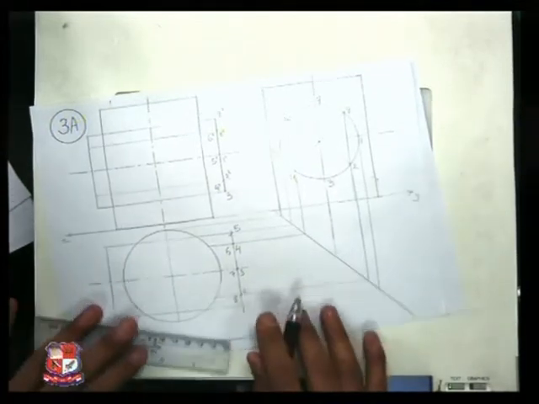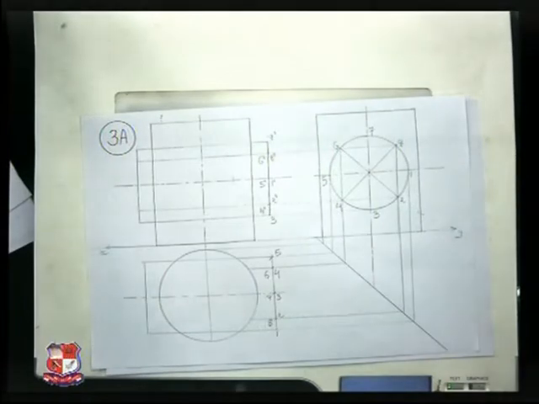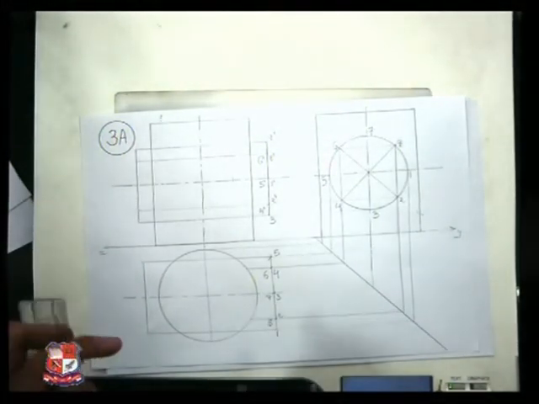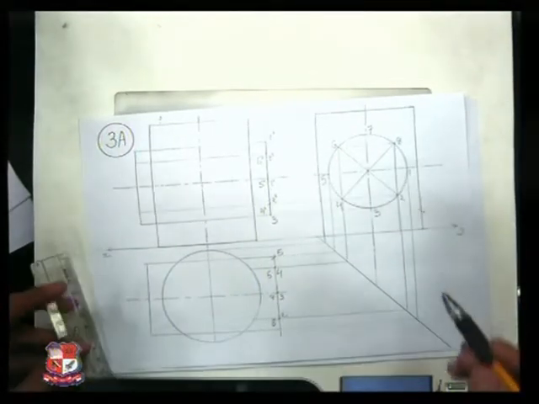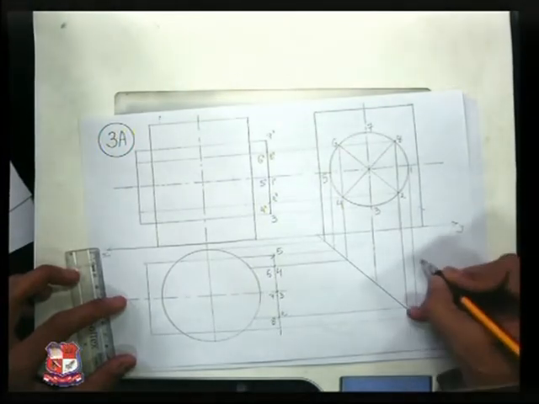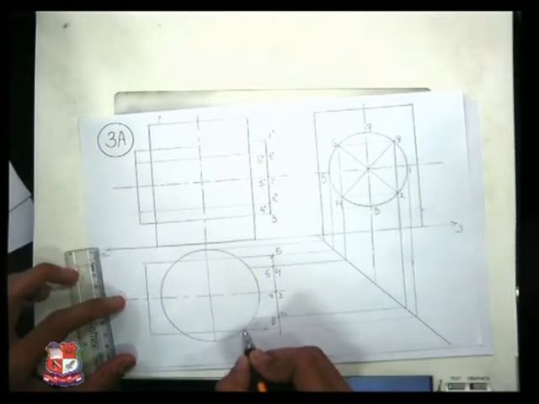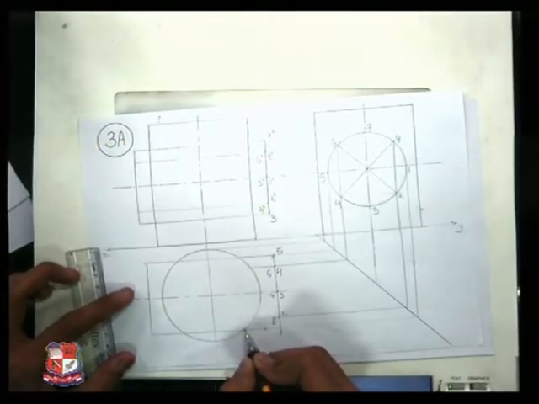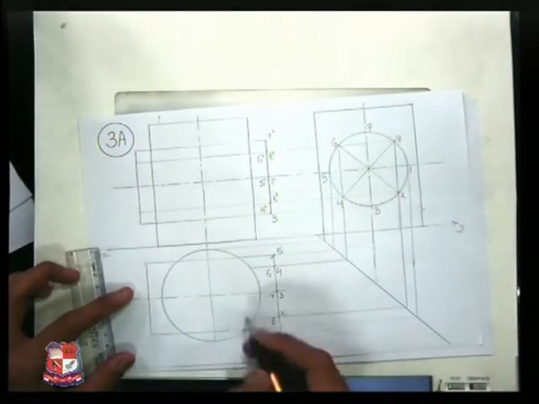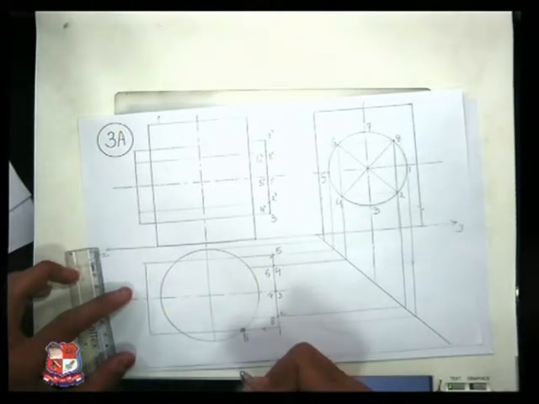So after locating all these 8 points in the top view, front view and side view, let me find out the points of intersection between this horizontal cylinder and the vertical cylinder. For that, let me pick up point number 1. Point number 1 is here. So draw a vertical line from point 1, this line. It will cut this vertical cylinder's circle at one point, somewhere here. So name this point as point number P1.